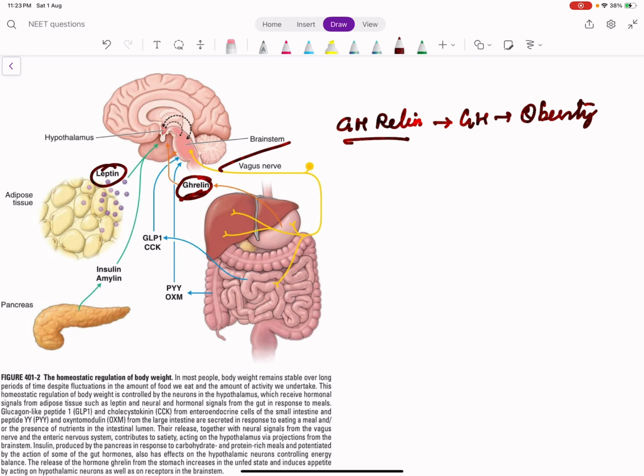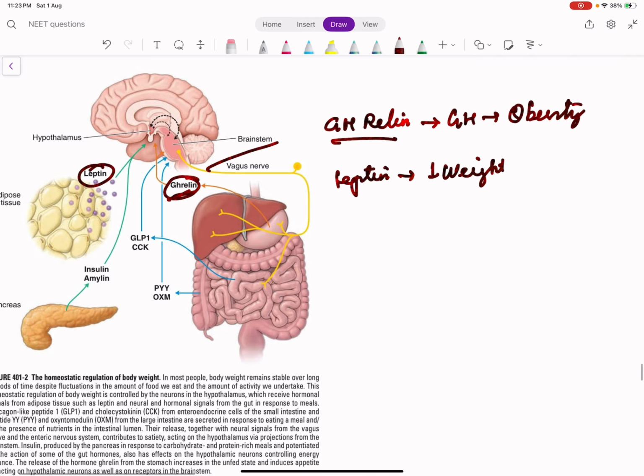We have leptin. Lepto means something which is lean. So leptin is a substance which is secreted by the stomach which increases satiety and reduces weight. And satiety increases, weight reduces.